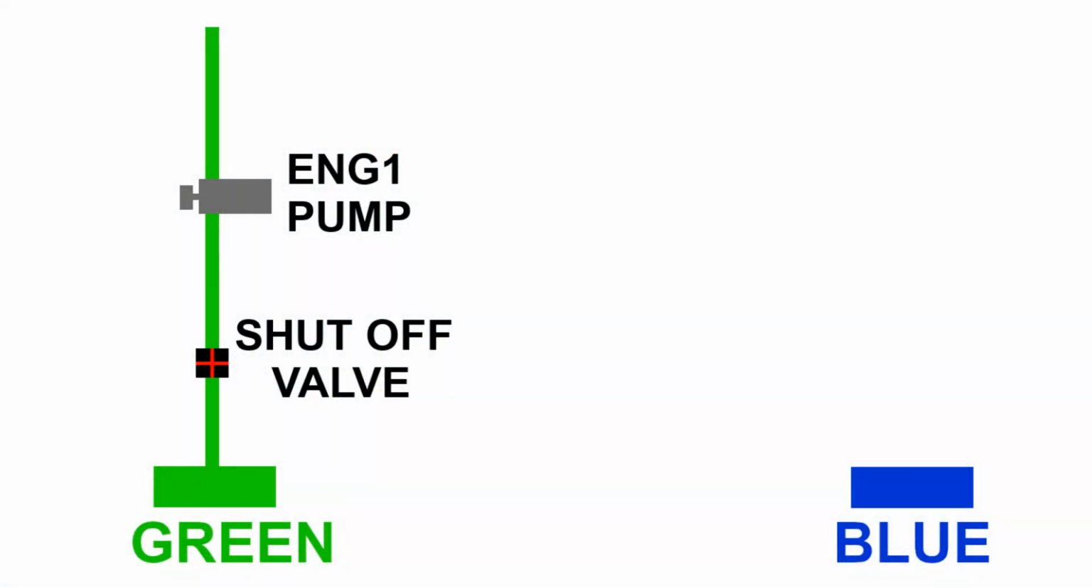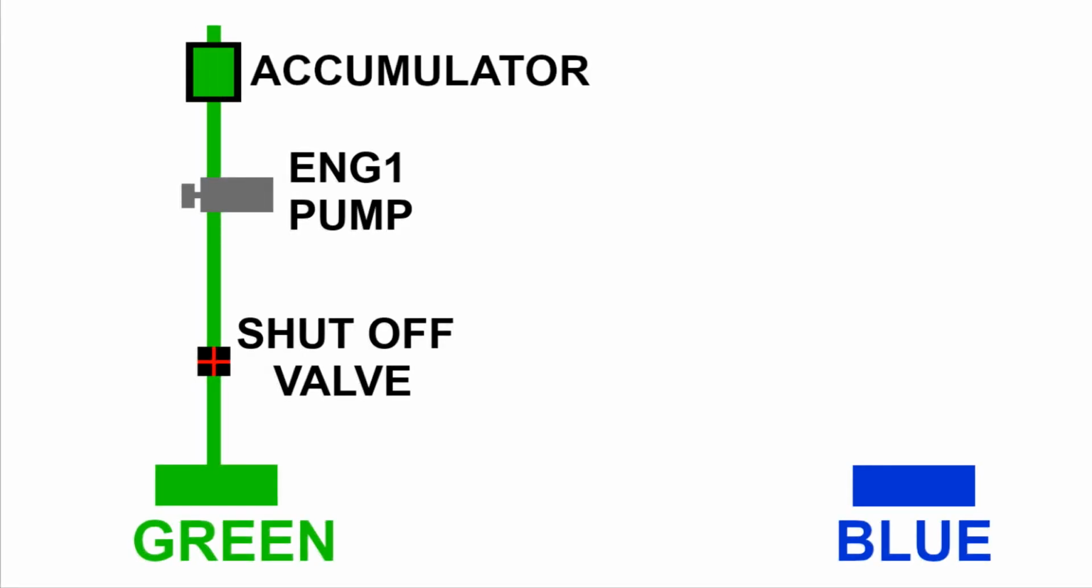After the shutoff valve we have an engine-driven pump. Engine number 1 is driving a pump here, and that is essentially pressurizing the green system. After the engine pump we have an accumulator. Now an accumulator is present in each hydraulic system, and essentially it is a way to maintain a constant pressure because the demands on the system vary.